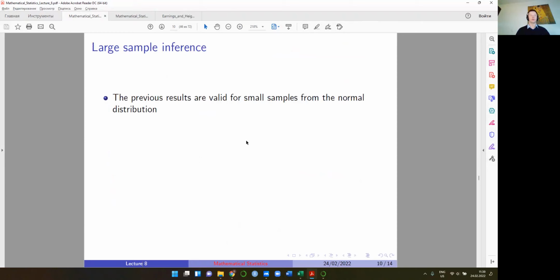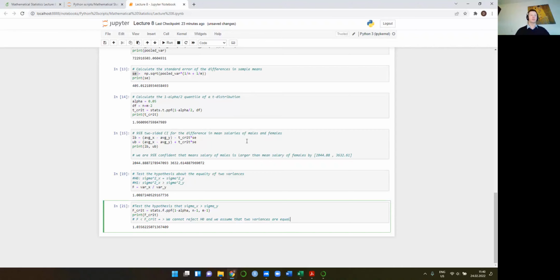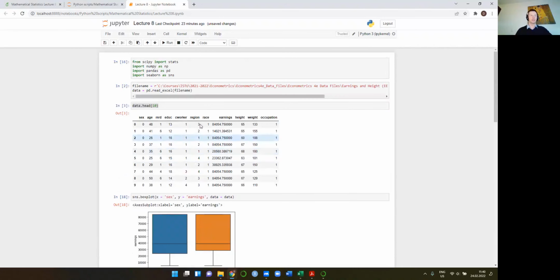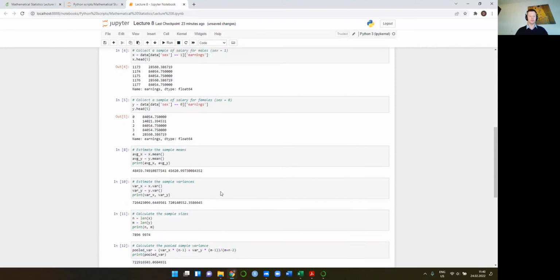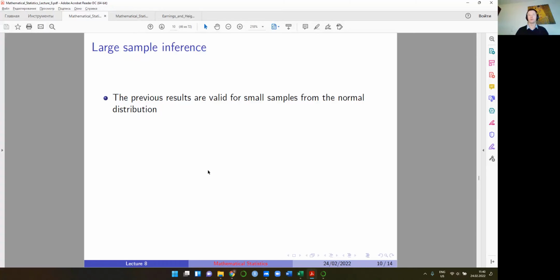So now, the next question. Well, we had this exercise. How do we know that the distribution of earnings for males and females is normal? That's a question, because we build everything on the assumption that the distribution is normal.